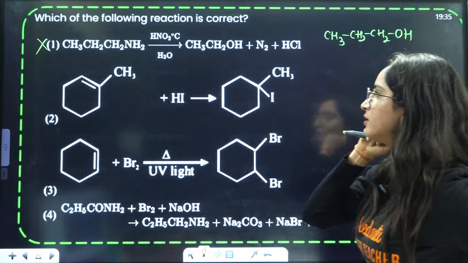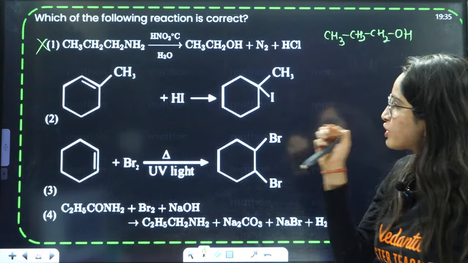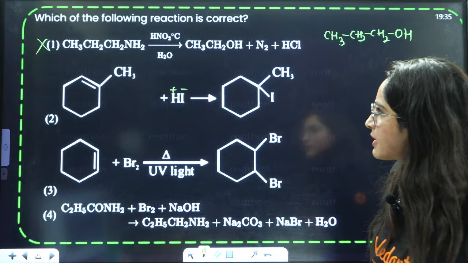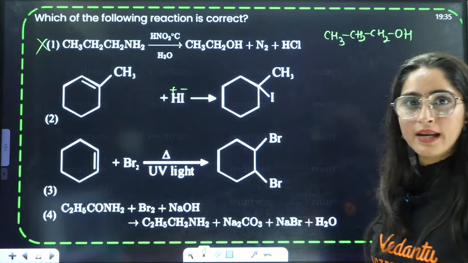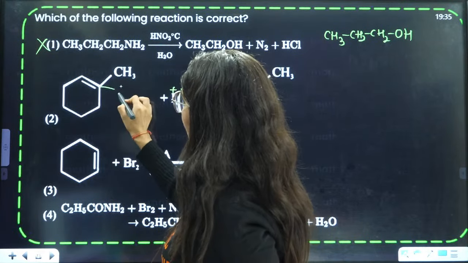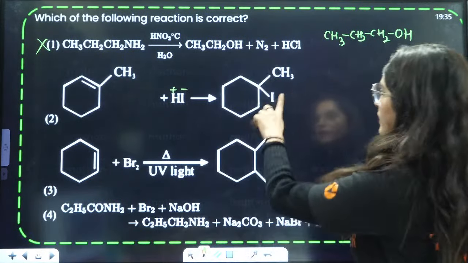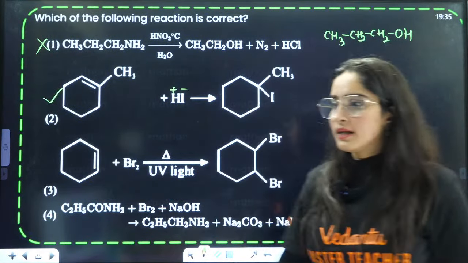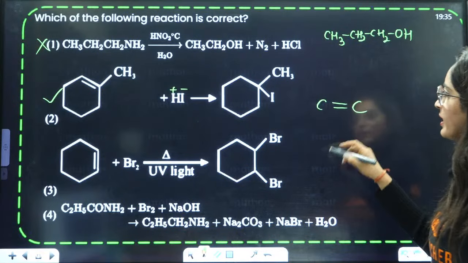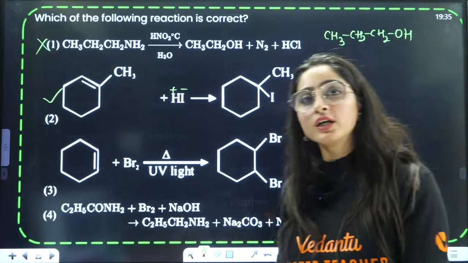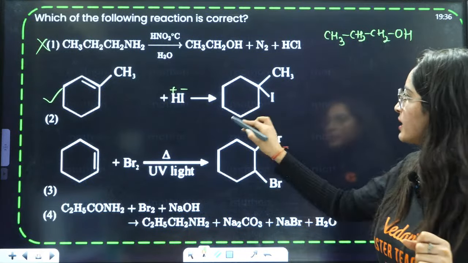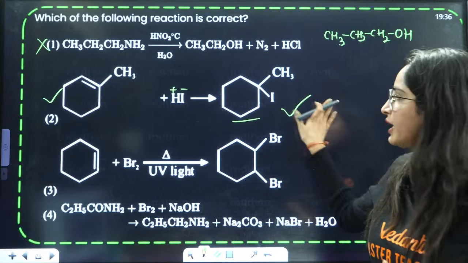Now the next one, where HI is added. In HI, this is positive and this is negative. The negative part will attack the carbon with less number of hydrogens. It has only one hydrogen here and two hydrogens there. That means this bond will break, iodine will attack here and hydrogen will attack there, so you will have the formation of this bond. That is the correct answer. No, the second is the correct one. Why? Whenever you have a double bond and you want to break it, the negative part will attack the carbon with less number of hydrogens according to Markovnikov rule. The same thing is happening here, and hence this is the product that will be formed.